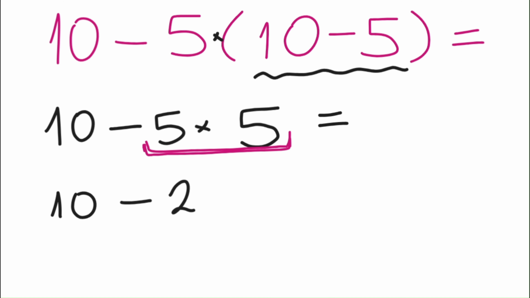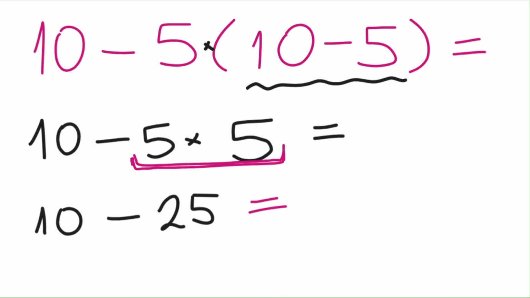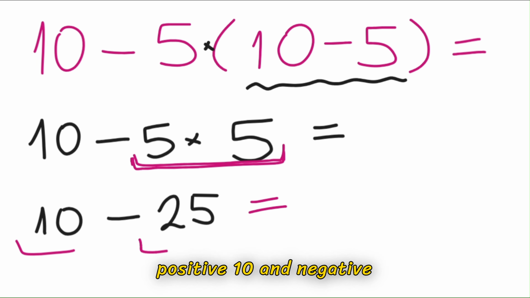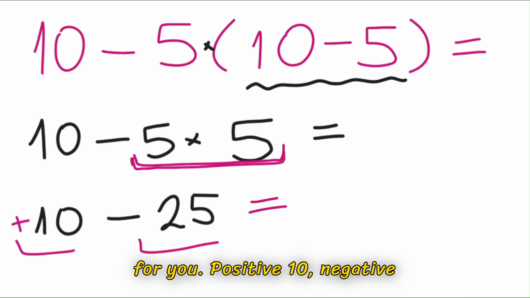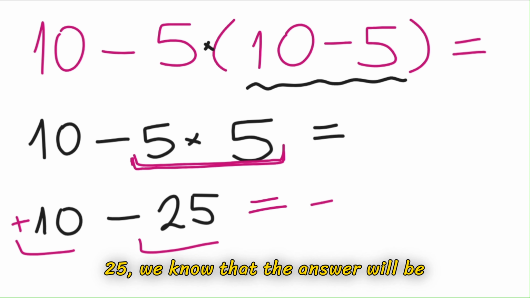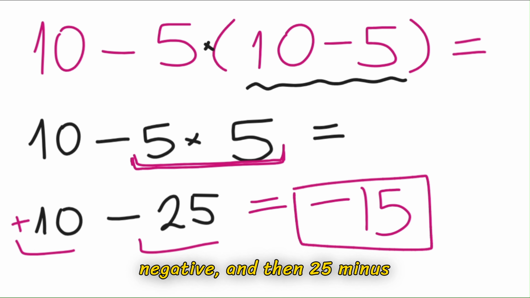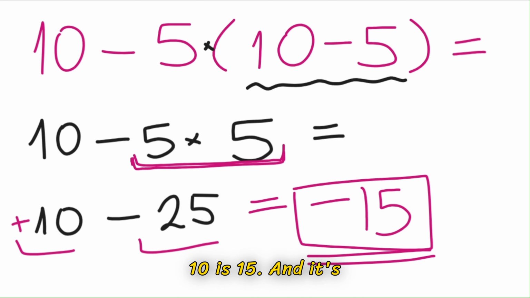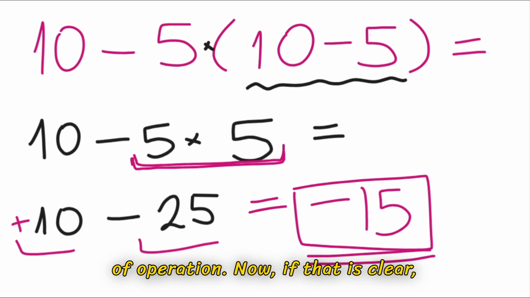5 is 25. And then finally, now that we have positive 10 and negative 25, we can write it if it's easier for you. Positive 10, negative 25, we know that the answer will be negative, and then 25 minus 10 is 15. And it's all of that because we follow the order of operation.